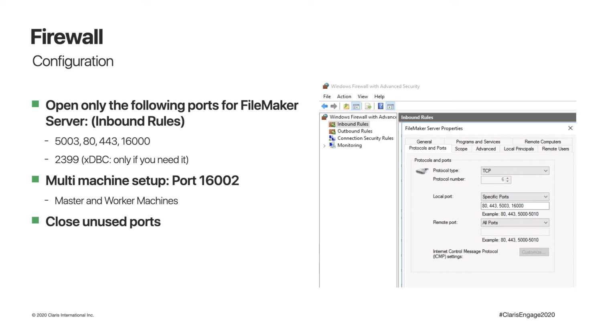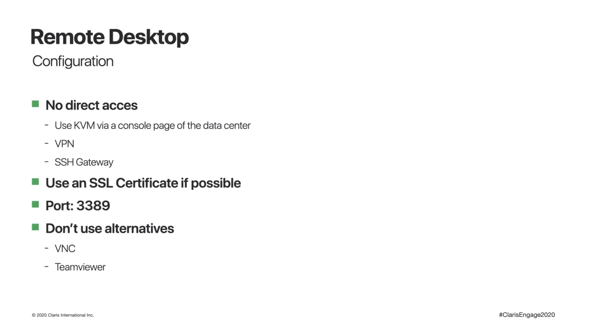Of course, they have to manage the operating system and will use remote desktop for this. Never use remote desktop directly. Use it over a VPN or SSH gateway, or use the KVM of the data center. If you have an SSL certificate, install it and use it for RDP. So port 3389 should be closed from outside.